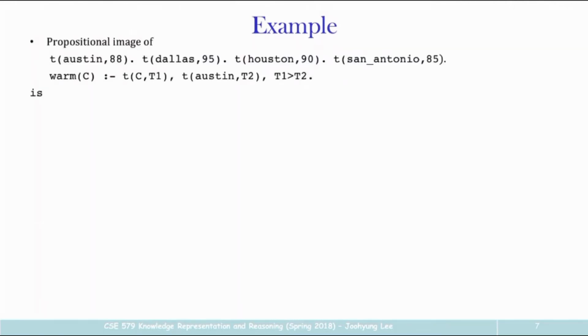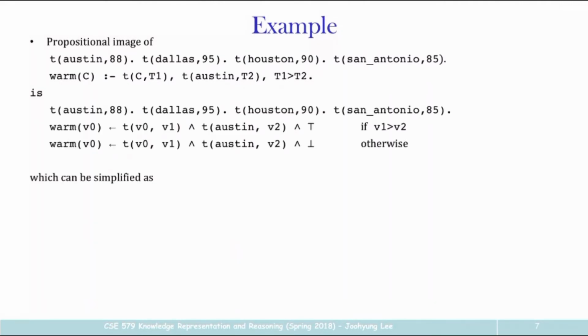Now let's think about what the propositional image of this program is. The first 4 rules are already grounded, which means there are no variables to replace, so they are already their own propositional image. Now the next rule is a bit tricky. You have to replace C and T1 and T2 and so on. So this is actually the propositional image.